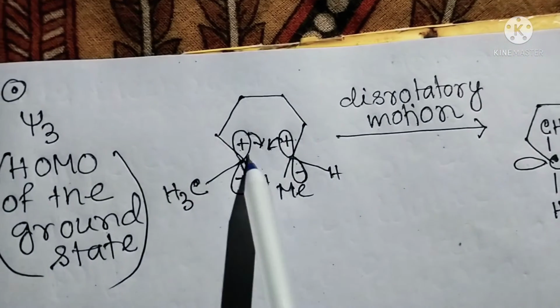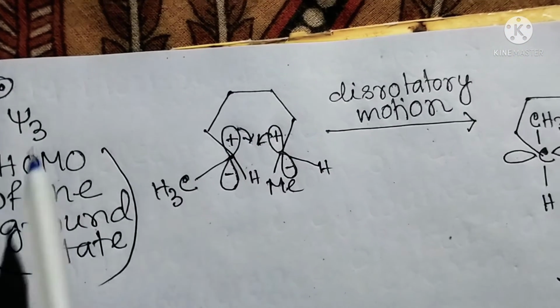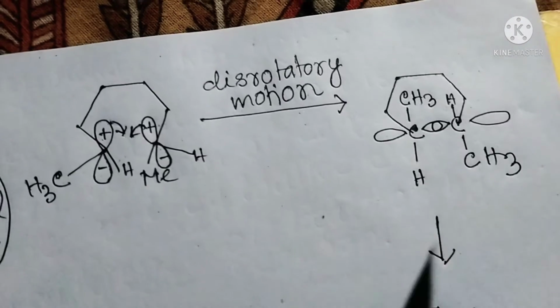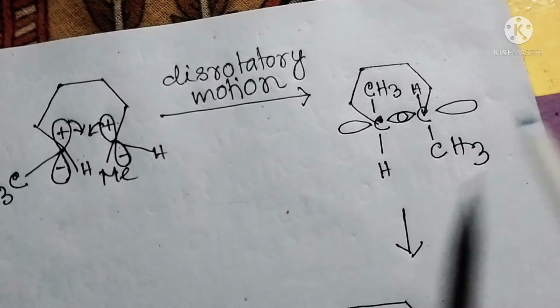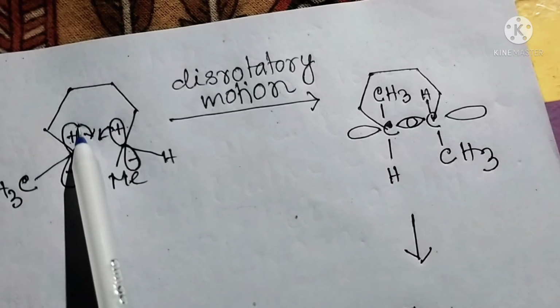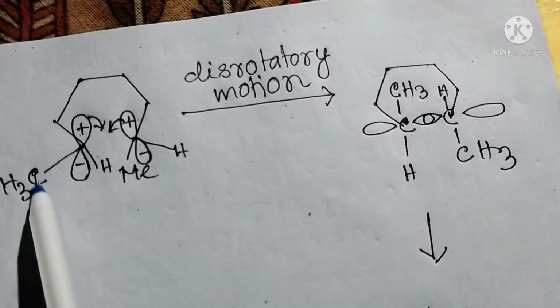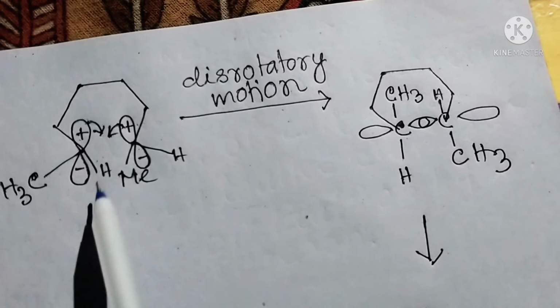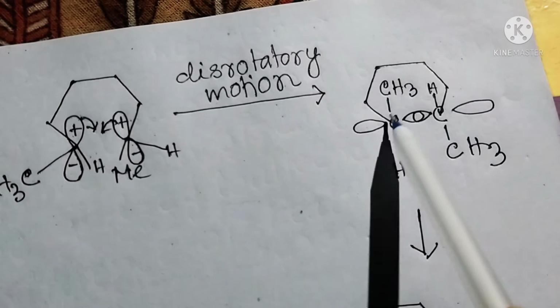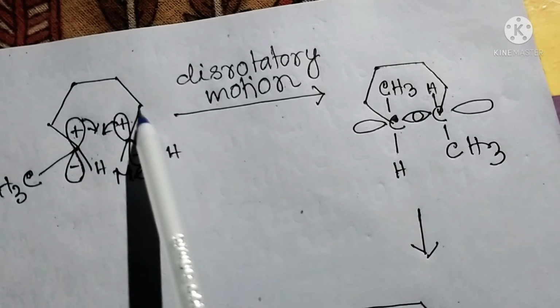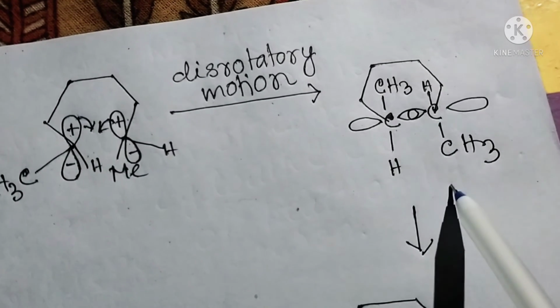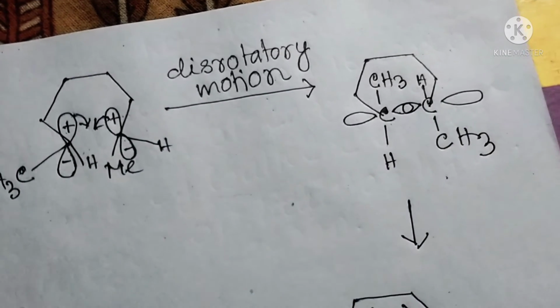And these p orbitals are HOMO of the ground state, psi 3. And for this disrotatory motion, we get this. For this p orbital rotating from here to here, this CH3 goes upward and this H goes downward, and we get this. And for rotating here to here, this hydrogen goes upward and this methyl goes downward, and here a bond is breaking. As a result, we get this trans isomer.